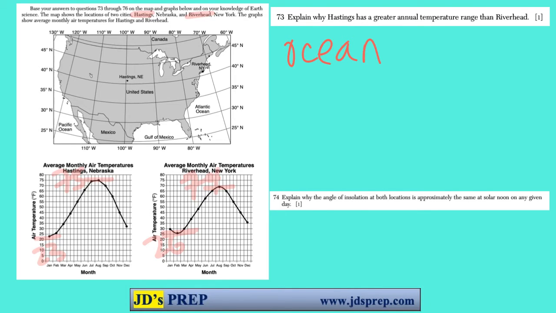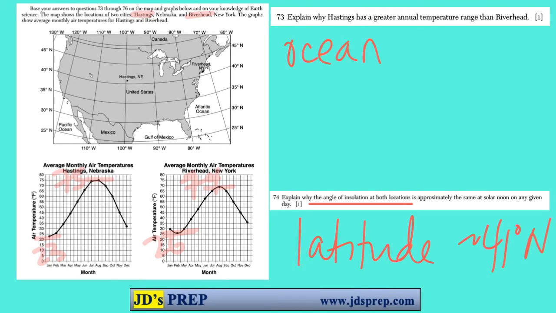For the next question, we're being asked why the angle of insolation at both locations is approximately the same at solar noon on any given day. Both locations are at approximately the same latitude, which is around 41 degrees north. And the same latitude would mean that they would have that same angle of insolation.